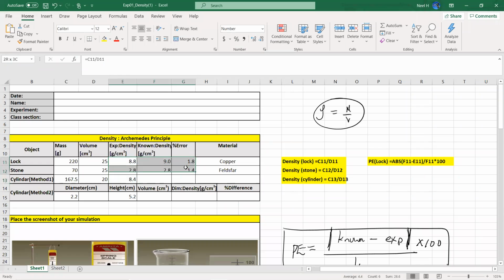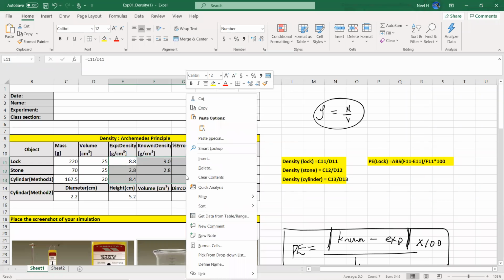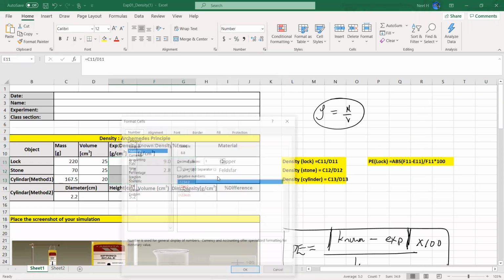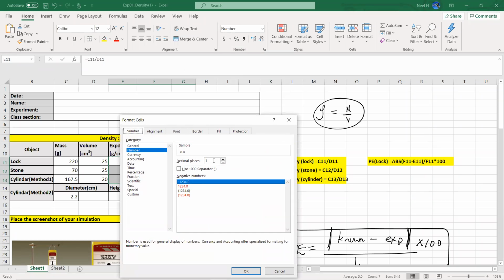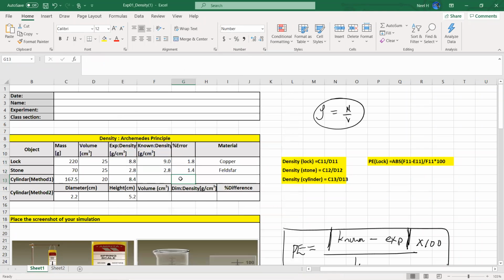Or you can do the right click too. If you highlight, right click, then Format Cells and Number, and then change the decimal places here, okay, into 1. Then that should take care of that problem. Any other problem?